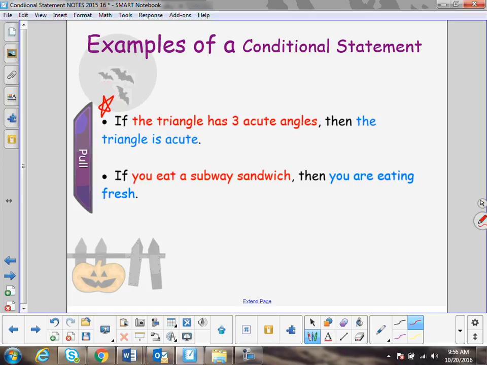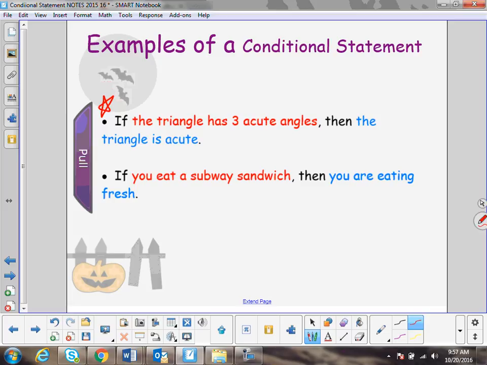Another one. It says, if a triangle has 3 acute angles, then the triangle is acute. If you eat a sandwich, then we're eating fresh. You're going to actually do something like this when you go look at a couple of ads, and you're going to do the same thing that we just did. It could be from anything. It could be from McDonald's, it could be from candy, it could be whatever. And popular slogans, you're going to look for ads, but your logic in class project is going to be that.